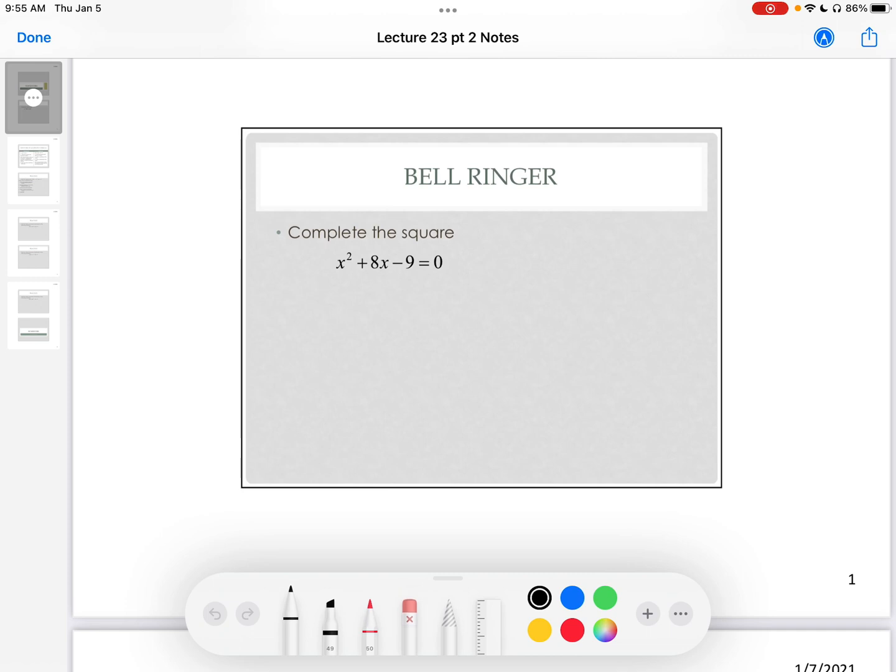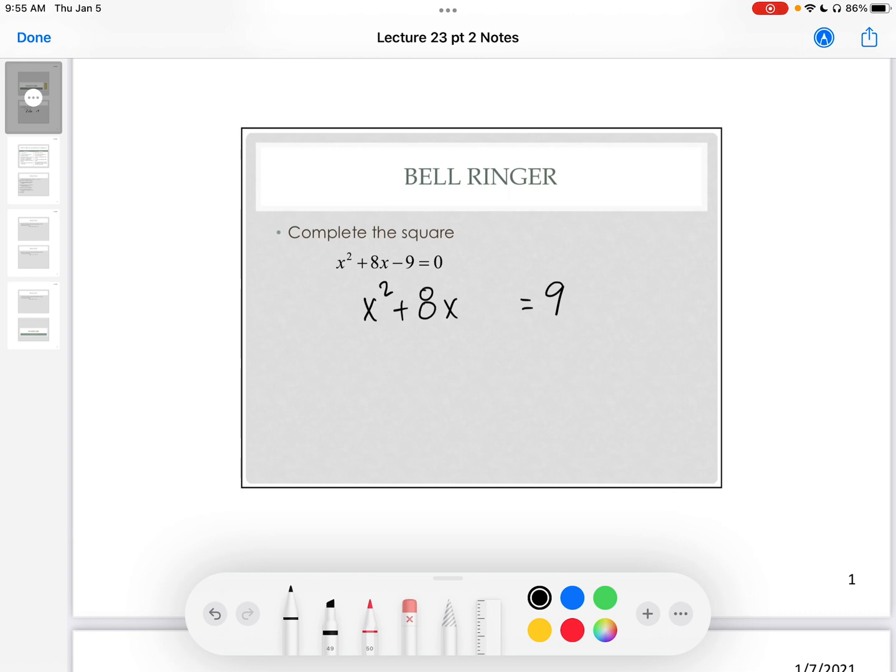So if you guys remember, when we complete the square, the first thing that we have to do is make sure there's not a number in front of that x squared, which there is not. So I've got x squared plus 8x. And then I need to move that 9 over to the other side of the equation.